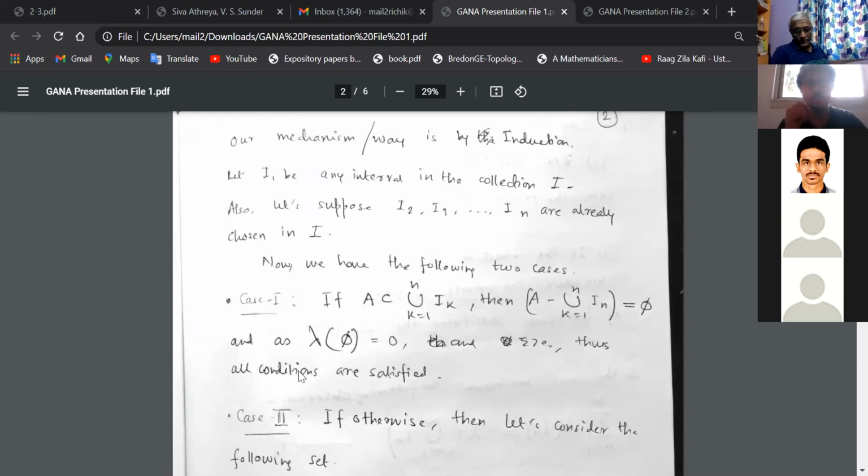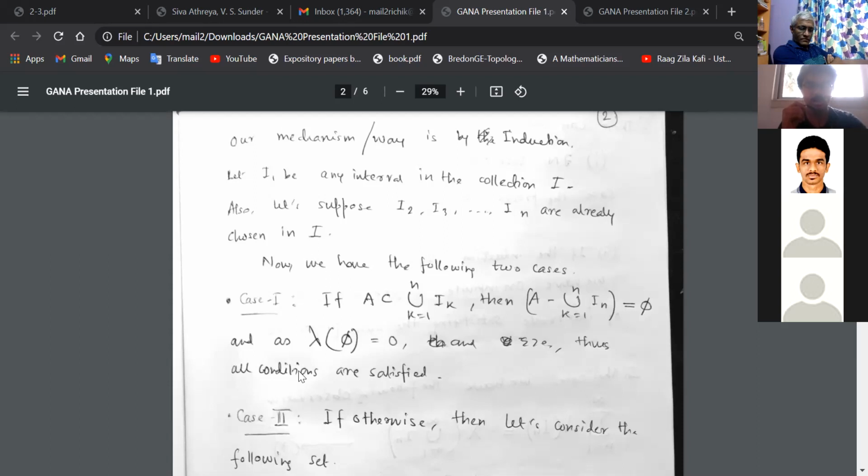Let's take I1 to be an interval in the collection mathcal I. Now let's suppose we are taking I1, I2, I3, up to In, already chosen in mathcal I. Now we can have the following two cases. Either A can be contained inside the finite union of these intervals, then of course A minus the union is phi, and lambda of phi is 0. So it's no use. In this case, we can easily do this. So this case is satisfied.